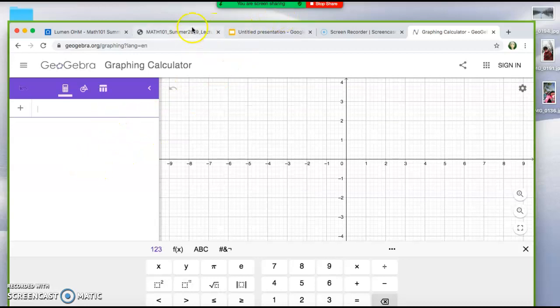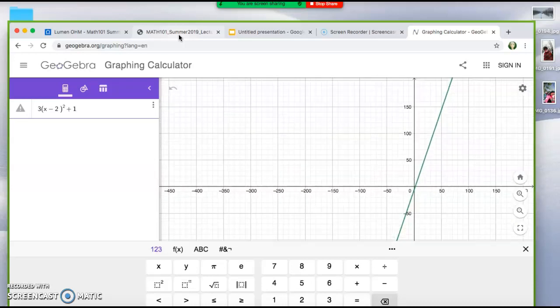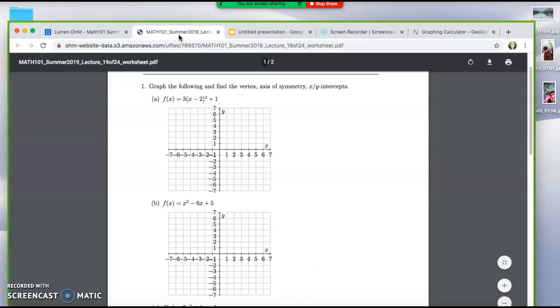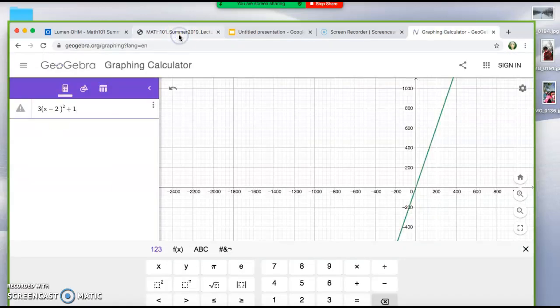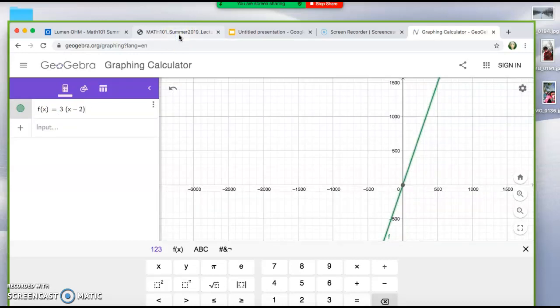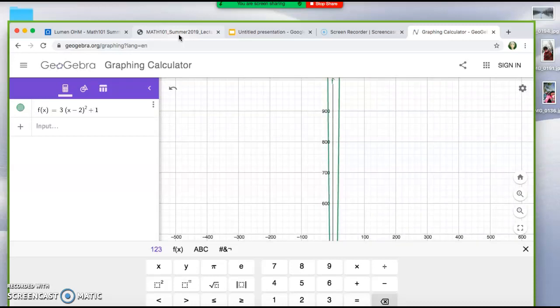Okay, so here's our graph. My equation is 3 times (x minus 2) raised to the second power plus 1. There we go. Okay, so here's our graph. Let's zoom in.